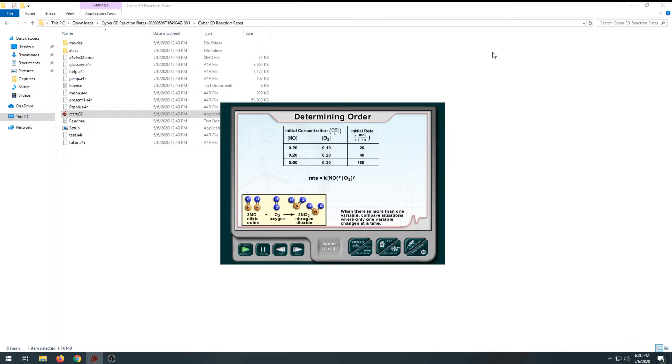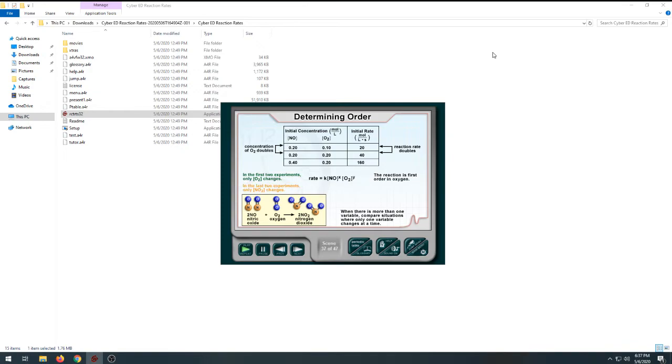When you are presented with data on 2 variables, in this case the concentration of nitric oxide and the concentration of oxygen, compare situations where only one variable changes at a time. For example, in the first 2 experiments, only the concentration of oxygen changes. This allows you to determine the effect of changing the concentration of oxygen. In this case, when the concentration of oxygen is doubled, the rate also doubles. This means that the reaction is first order in oxygen.